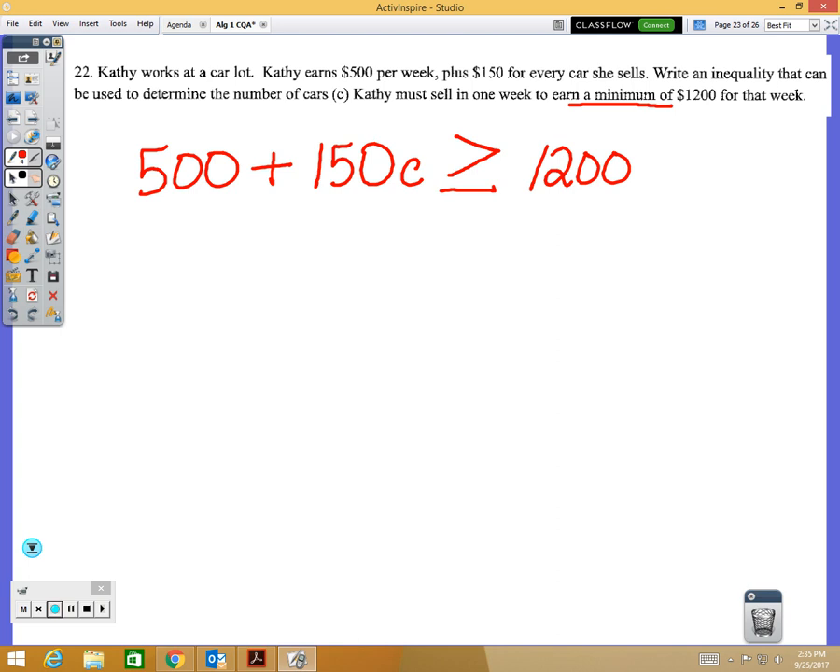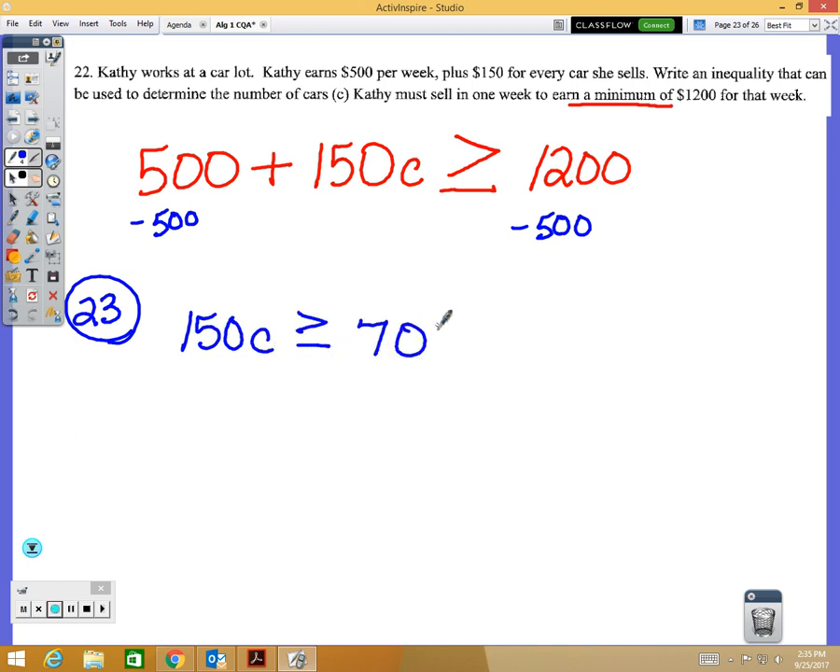So the next thing that we want to do in question number 23, which I'm just going to do on this same page, is figure out how many cars that would be, right? So let's solve this. The first thing you would do is what? Subtract 500. So 150C is greater than or equal to 700.